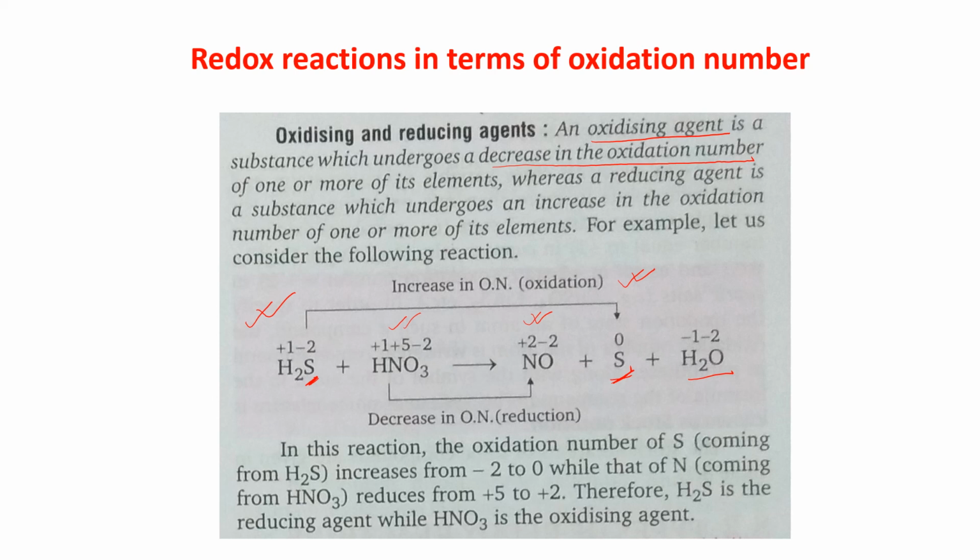In this reaction, the oxidation number of sulfur coming from H2S increases from -2 to 0, while that of nitrogen, which is coming from HNO3, reduces from +5 to +2. Therefore, H2S is the reducing agent, while HNO3 is the oxidizing agent. I think you have understood this.